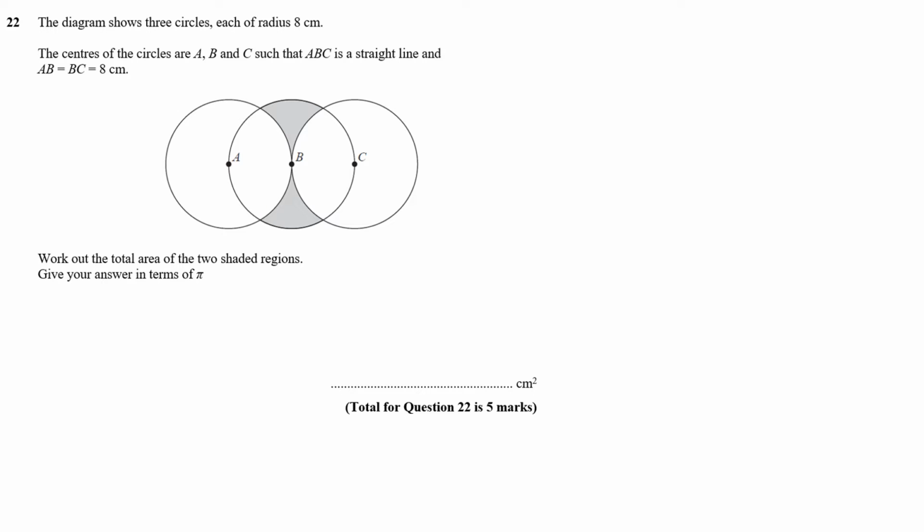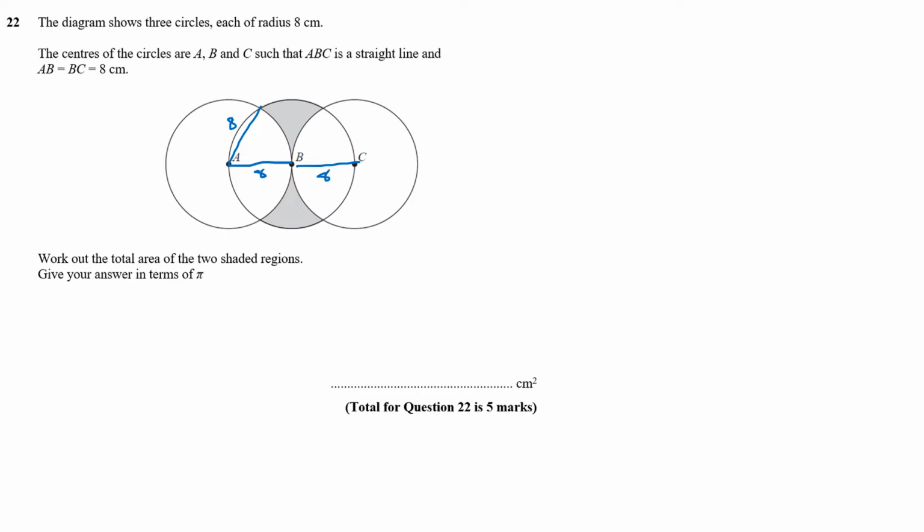Question 22, we have three circles overlapping, each of them with a radius of 8 centimeters. So that distance there is 8. This distance here is 8. We're trying to find the area of the two shaded segments. I can also draw into this point up here and have that as 8 centimeters.